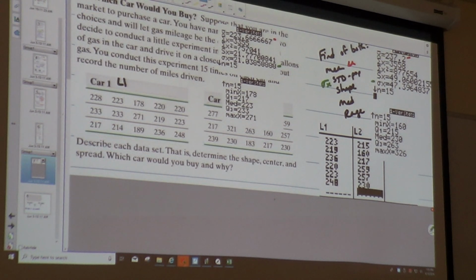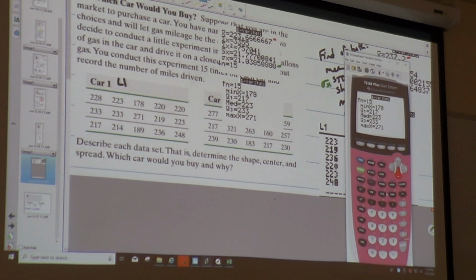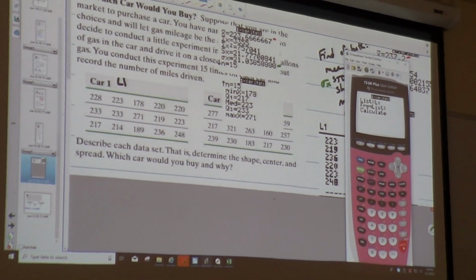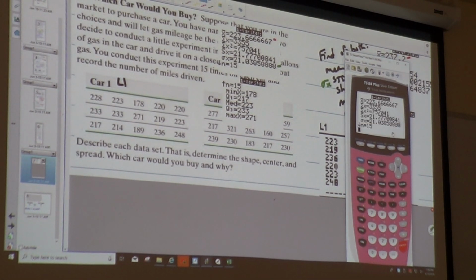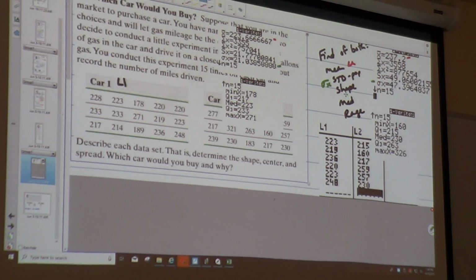Stat, I did stat edit and typed in my data, and then I hit stat, over to calc, and then I hit enter to 1-Var Stats, and then I hit enter, enter, enter, and there's page 1, and then if you hit the down arrow, that gives you page 2. Okay. Yep. All right, so, shape.